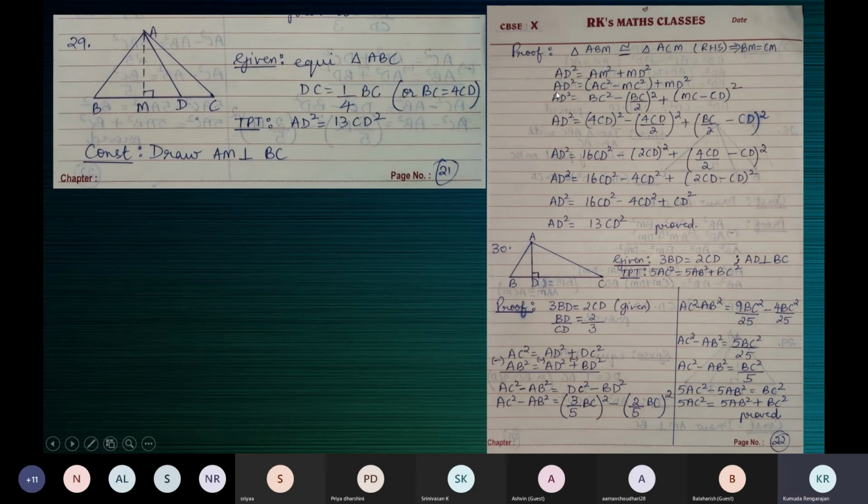AD square we want in the result. Let that be there. AM square can be written as AC square minus MC square. Now MC can be written as BC by 2. Please recall that. See, I'm saying you want CD. If you can't get CD, get BC at least, so that you can write BC as 4 times CD and that way you can introduce CD.